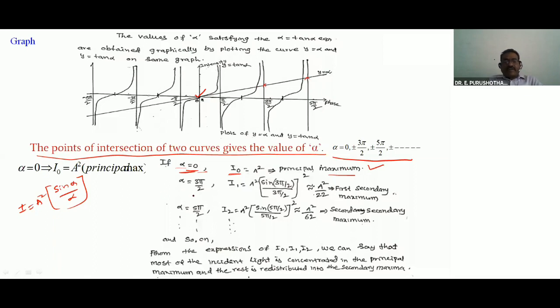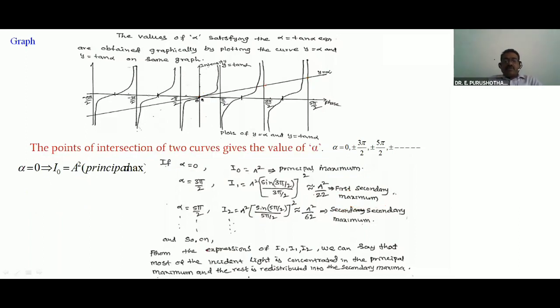If alpha is equal to 3 pi by 2, I1 is equal to a square times sine alpha by alpha, that is sine 3 pi by 2 by 3 pi by 2, approximately a square by 22. This is called the first secondary maximum. So our topic is secondary maximum. If alpha is equal to 5 pi by 2, I2 is equal to a square of sine 5 pi by 2 by 5 pi by 2 whole square. I am not giving the proof, this is qualitative. So a square by 62. This is called the second secondary maximum.